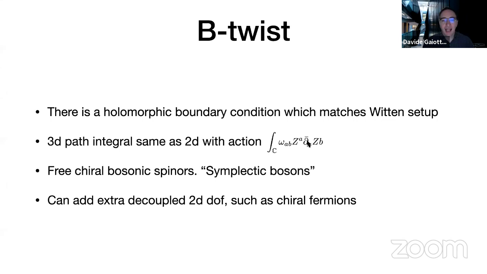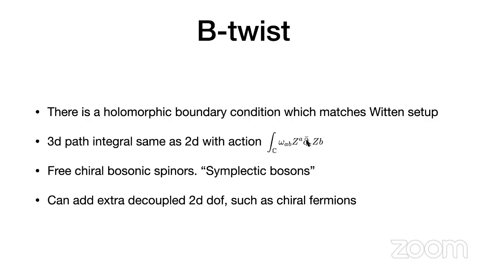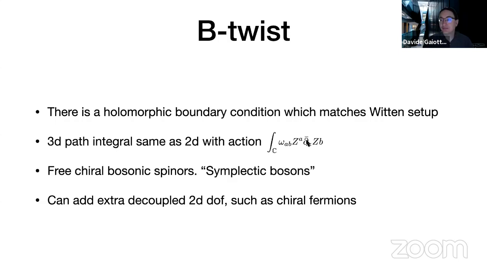If you put symplectic bosons on a Riemann surface, for example, which has an even spin structure, everything is fine. You get a unique conformal block, no problem. But if you try to put them on a surface with an odd spin structure, then you get a zero mode. And a bosonic zero mode is more troublesome than a fermionic zero mode.